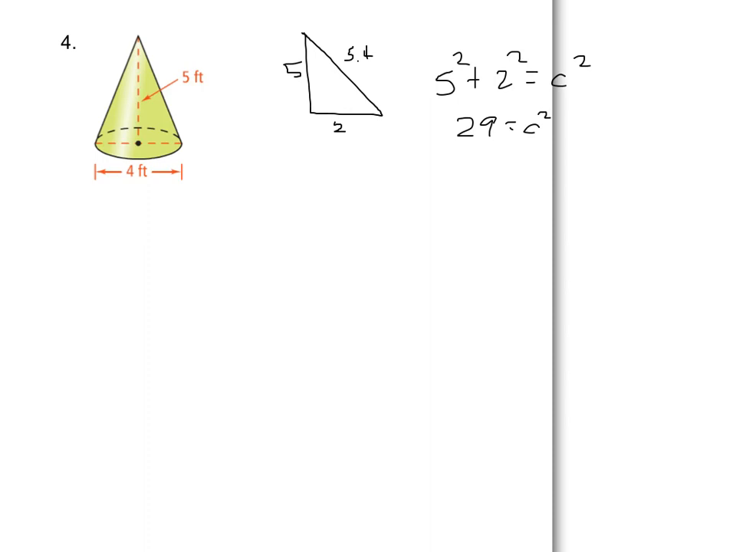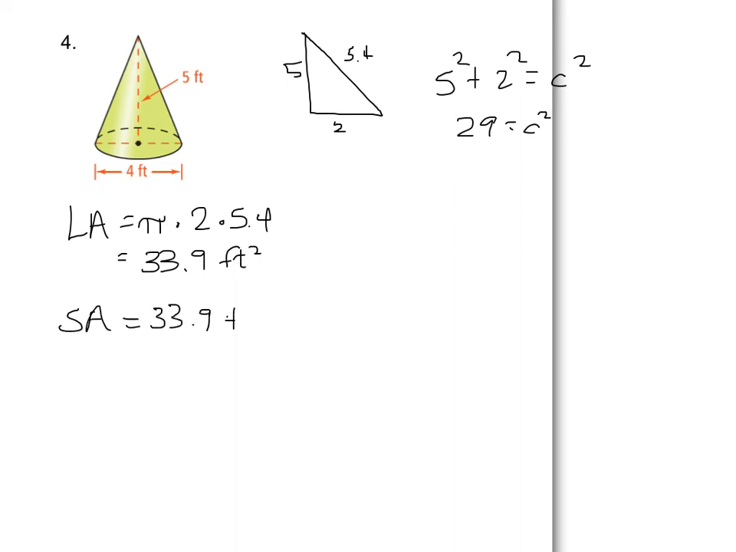You're going to have to do this a little bit with some triangles. So lateral area is pi times the radius times the slant height of 5.4. Again, when I multiply those three things together, I get 33.9 feet squared. Now the surface area is 33.9 plus pi times the radius squared, which is 12.6. When I add those together, I get 46.5 feet squared for the surface area.